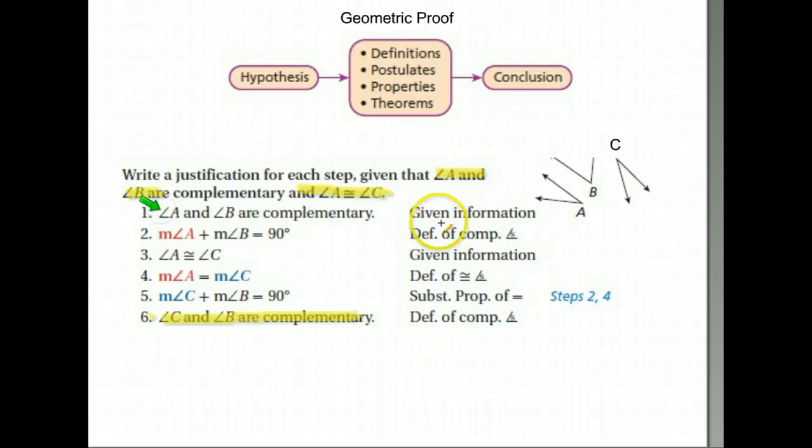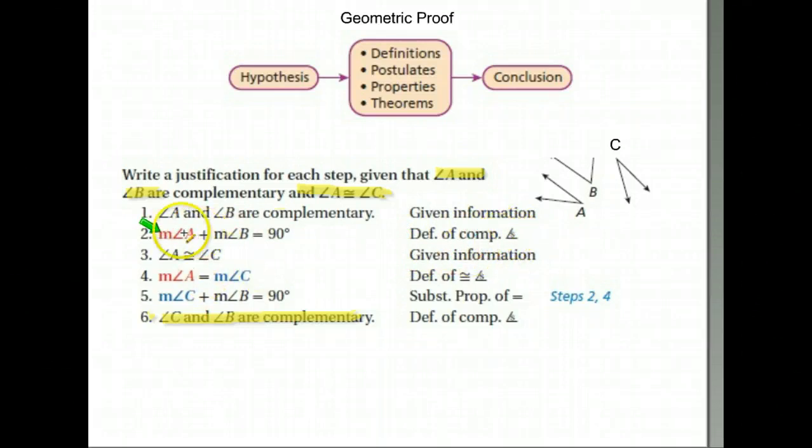So what you would do is you always start with the given information. We were given that A and B were complementary. Because we know A and B are complementary, we can say that the measure of A plus the measure of B is 90. If two angles are complementary, we know they add to equal 90. Over here we have to give a reason, and our reason is the definition of complementary angles. They used comp to abbreviate.